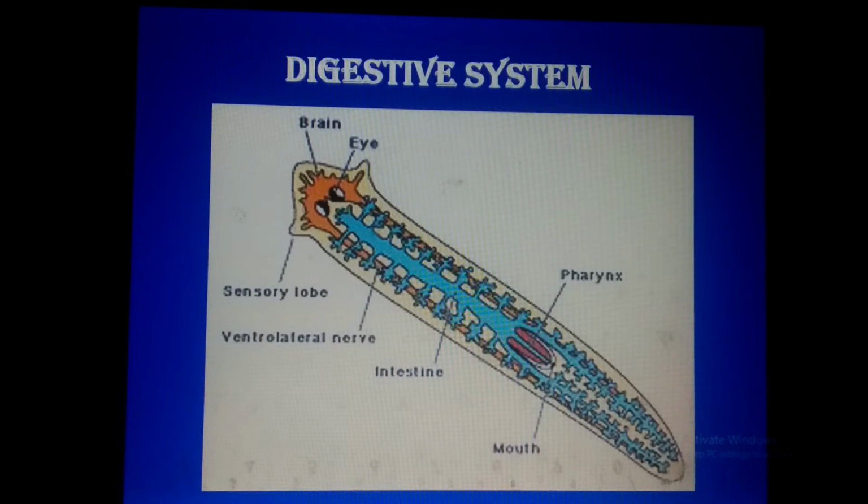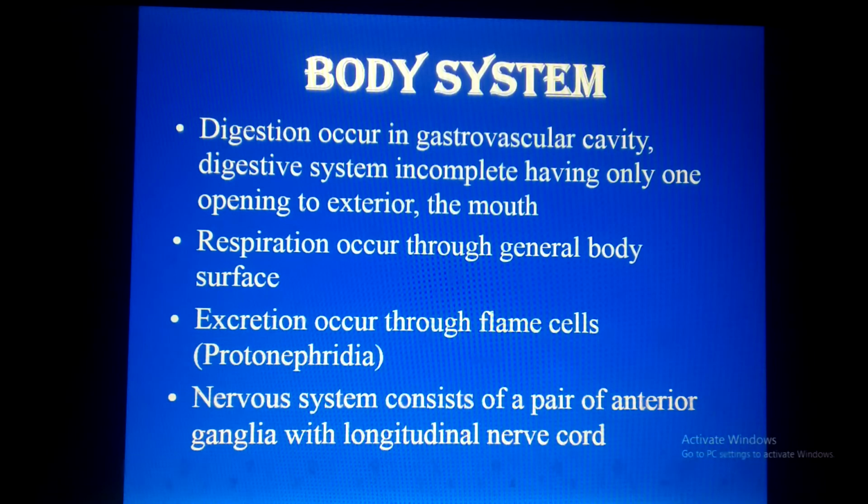Okay. Now, respiration. There is no respiratory system, and respiration occurs through the general body surface, meaning by diffusion, because they have a very thin surface layer, so that's why the diffusion of gases occurs easily. Next one, excretion. Excretion occurs through flame cells, protonephridia.